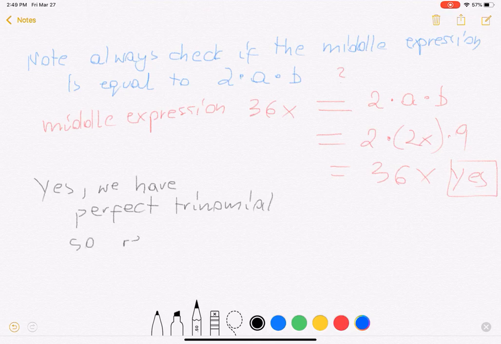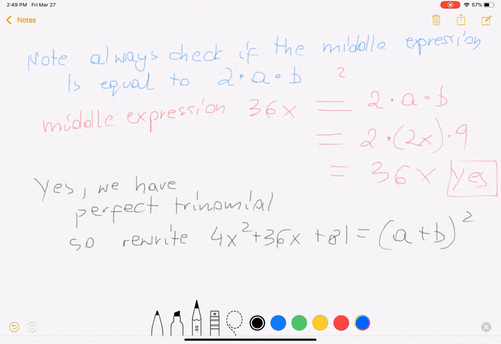So rewrite 4x squared plus 36x plus 81 as a plus b to a second power. And again, why I'm using the first formula, because you have plus right here. The second expression is positive. So in our case, that will be a. Again, a was 2x and b was 9, plus 9 to a second power.